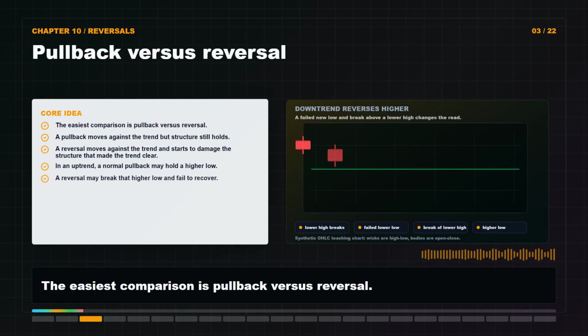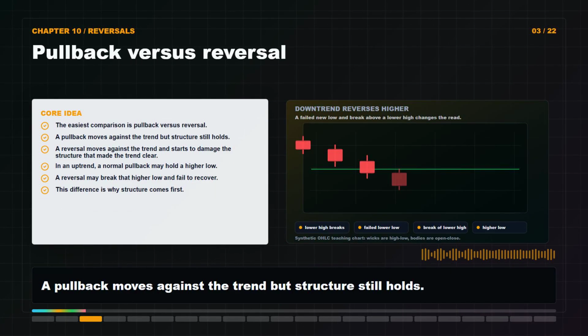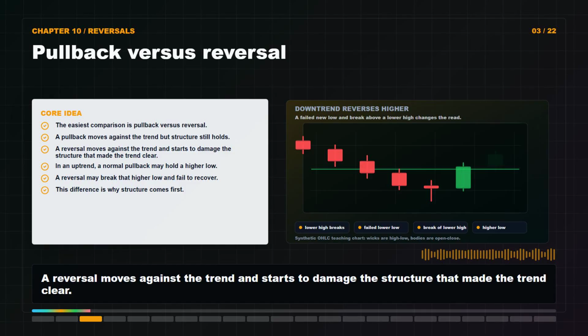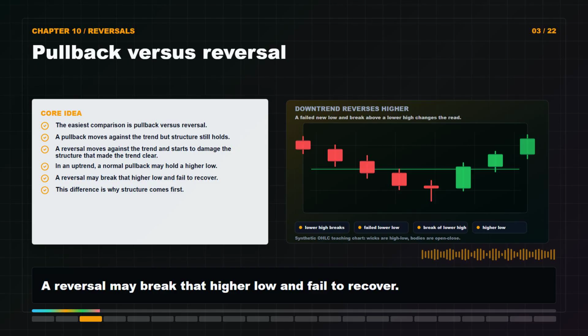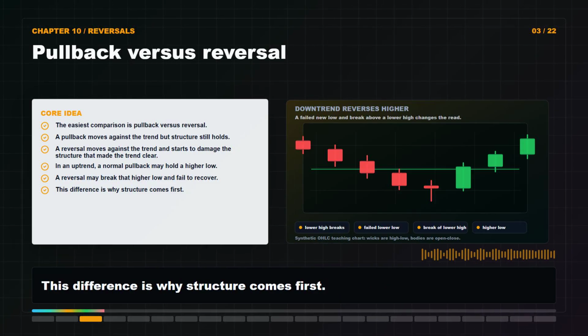The easiest comparison is pullback versus reversal. A pullback moves against the trend, but structure still holds. A reversal moves against the trend and starts to damage the structure that made the trend clear. In an uptrend, a normal pullback may hold a higher low. A reversal may break that higher low and fail to recover. This difference is why structure comes first.